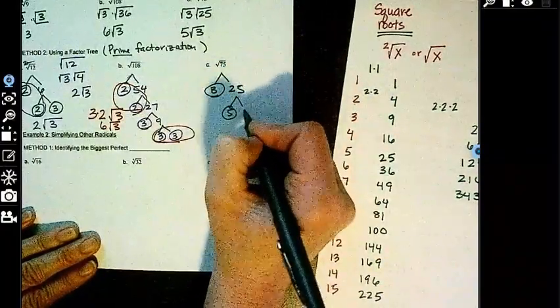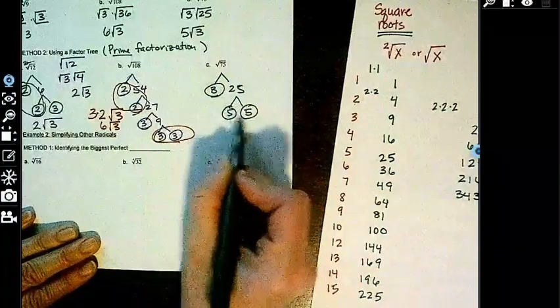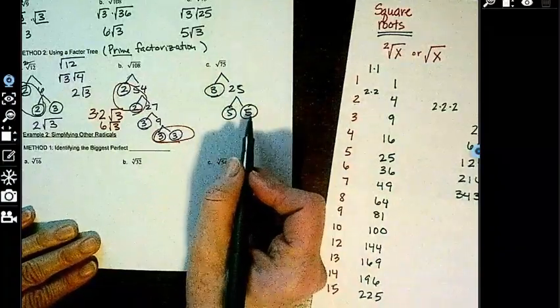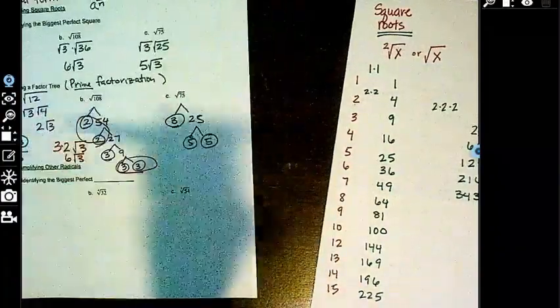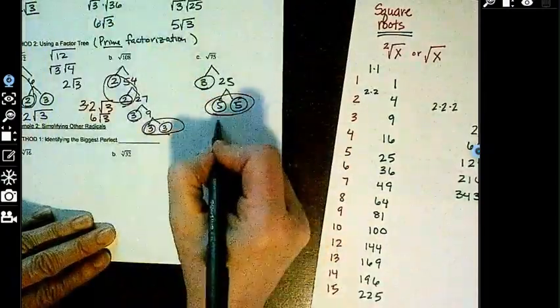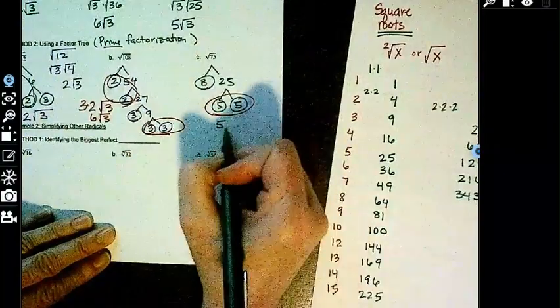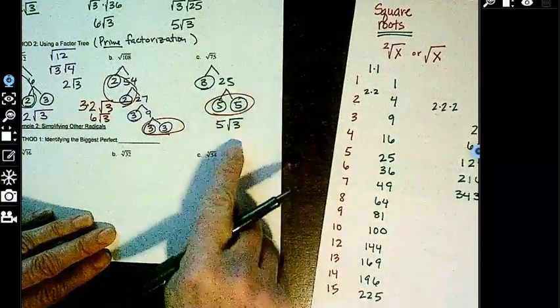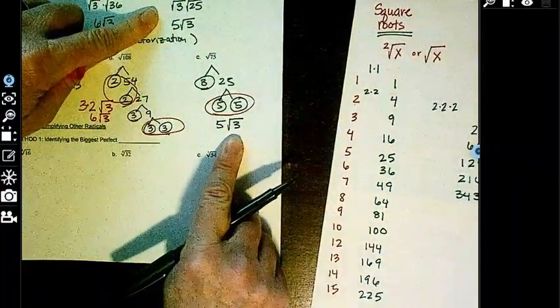Now I'm doing my factor tree, 5 is a prime factor. There's nothing that's divisible by 5, and that is a pair. So I can take that outside the radical. That doesn't have a pair, so it stays under the radical. And we see that either way we did it, we got the same answer.